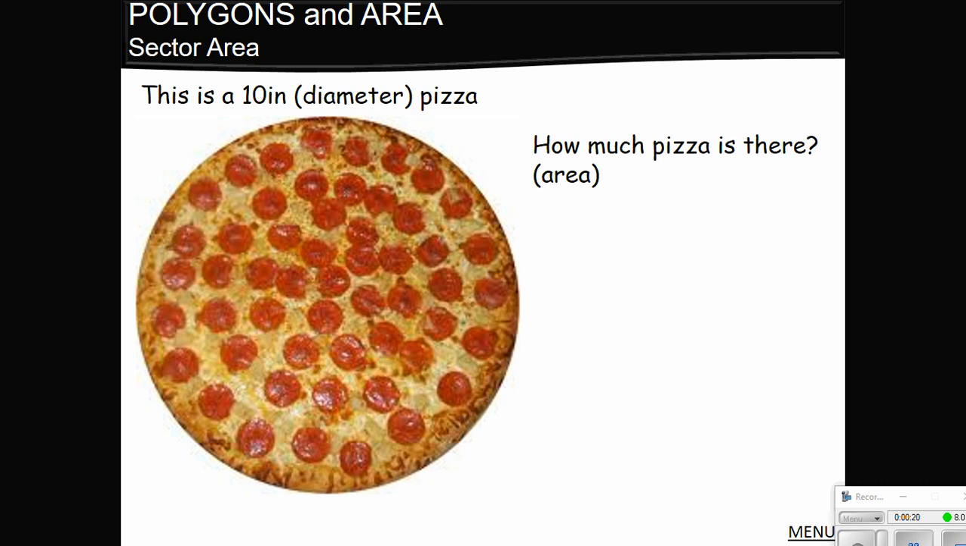If we want to know how much pizza there is, we basically are trying to calculate the area. So we'd calculate the area. If the diameter is 10, then the radius is 5. We plug it into our area formula, and we would get 78.5 square inches.